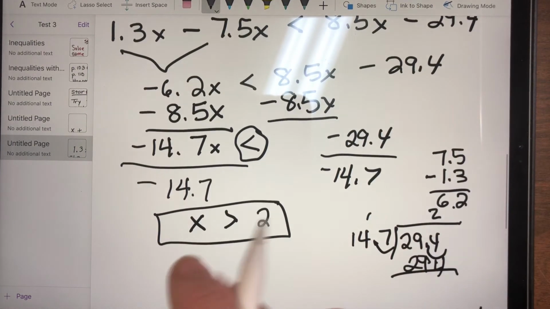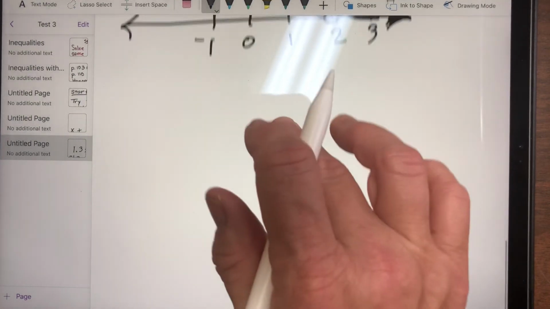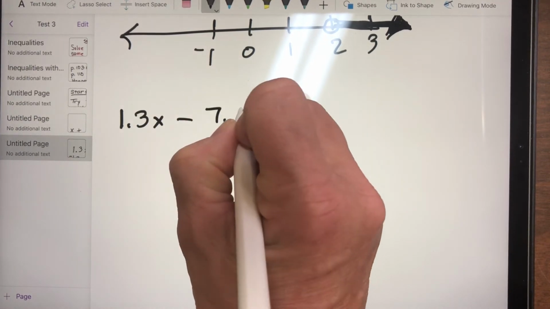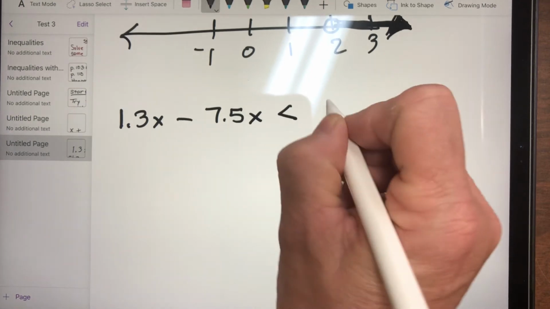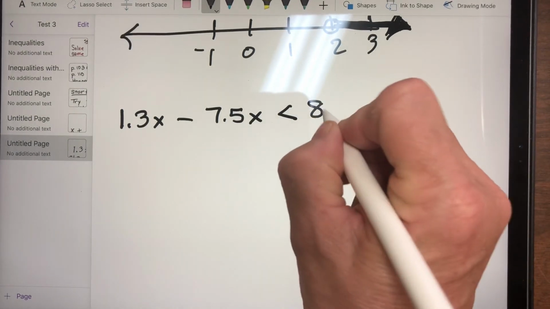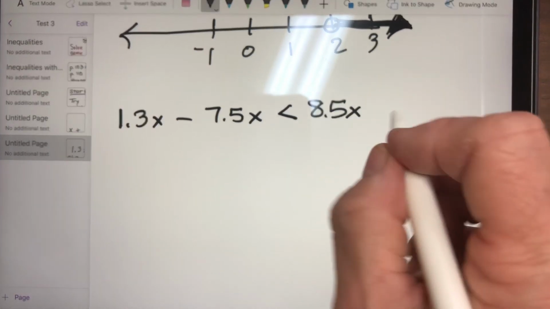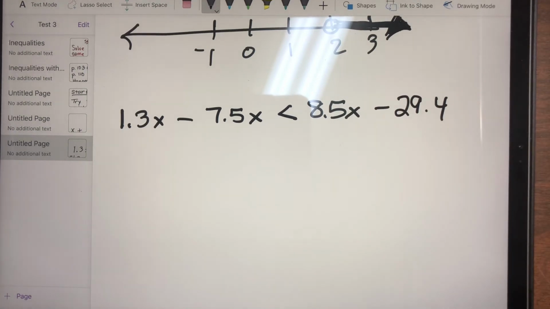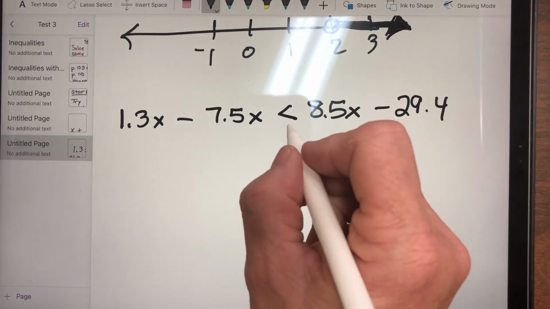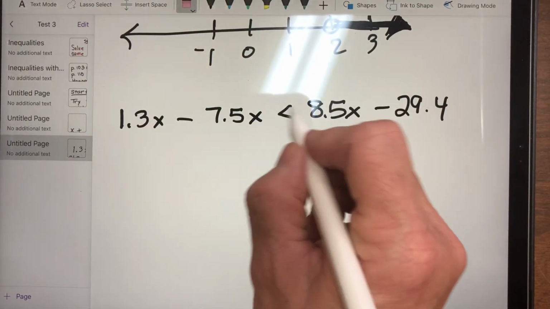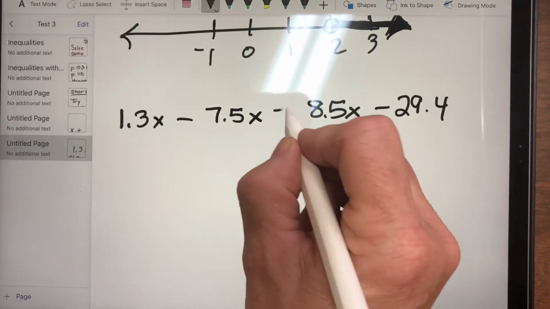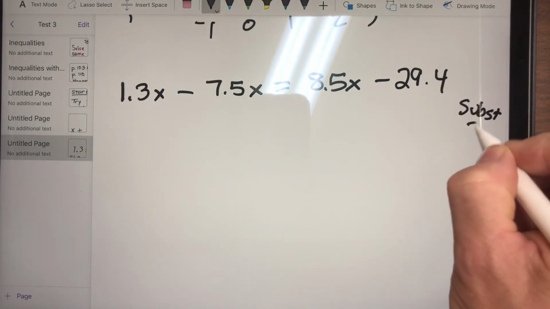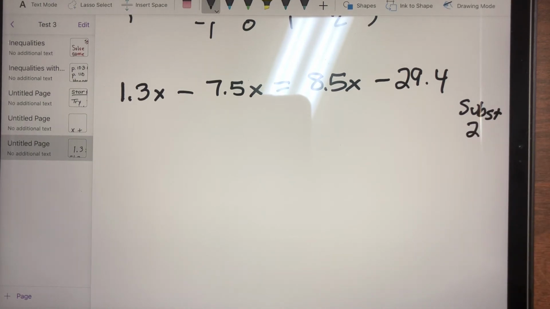You sure could. So you've got 1.3x. Let's write it down right this time. 1.3x minus 7.5x is less than 8.5x minus 29.4. But what did we say? X was greater than 2. So what we'll do is we'll see if it is equal when x equals 2. So substitute the 2 and work it out, okay?